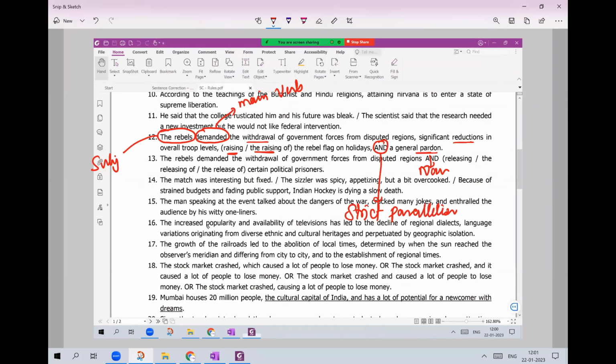Now, after and, what have we used? Noun. Raising is also a noun. Raising of is also a noun. Withdrawal is a noun. Significant reductions is a noun. Now, when I say the rebels demanded withdrawal of, I'm telling you this is a noun.